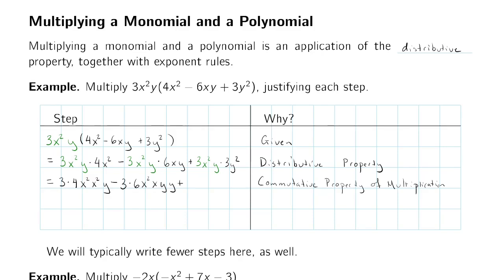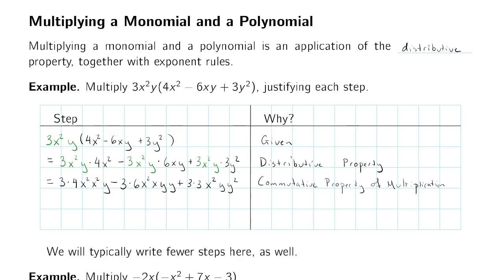Numbers first, 3 times 3. Then the x's, just a single x squared here. Then the y's, y times y squared. So what we've just done is used the commutative property of multiplication to put factors of the same type next to each other.